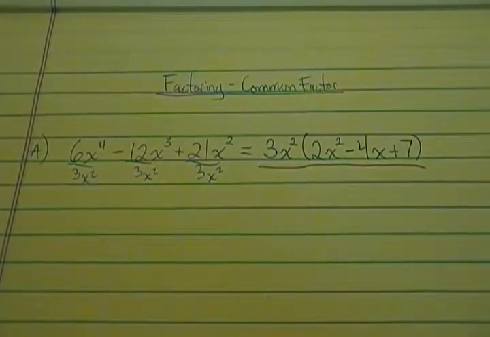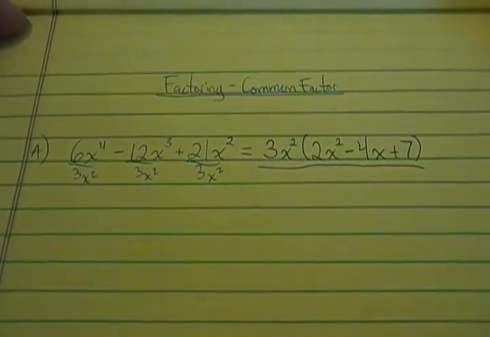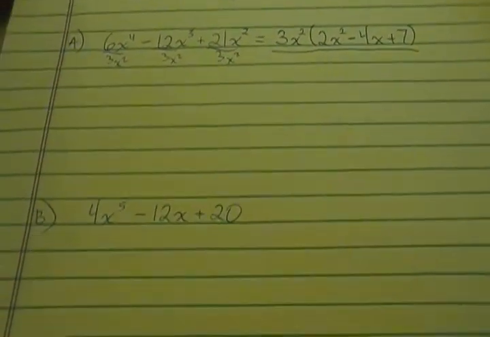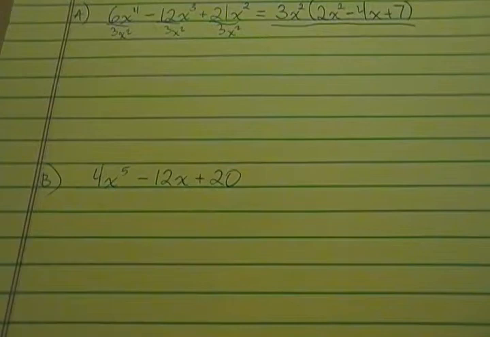And if you do, that means you probably did everything right, unless you made a mistake twice and it just happened to work out, but that's pretty rare. All right, so that's our first example with a common factor. All right, the next one we'll look at, similar type thing.